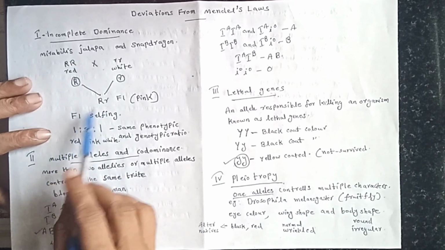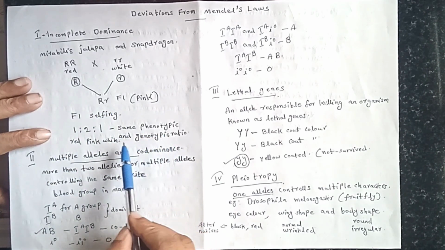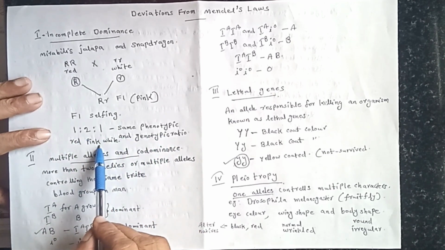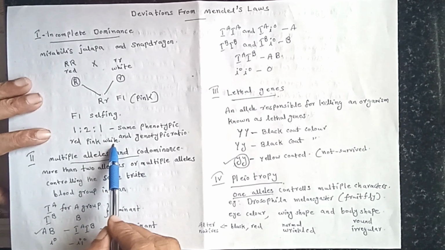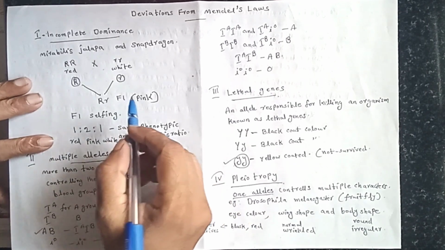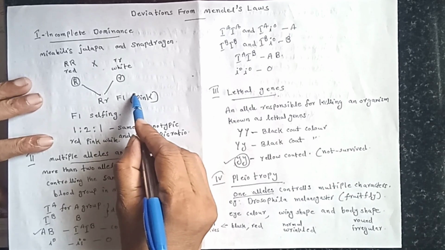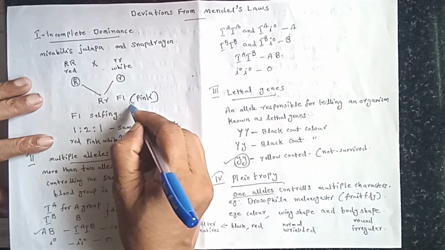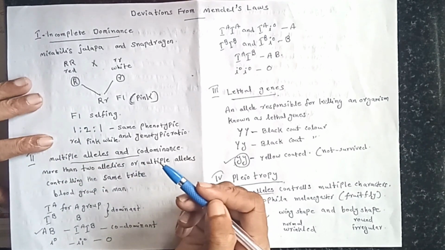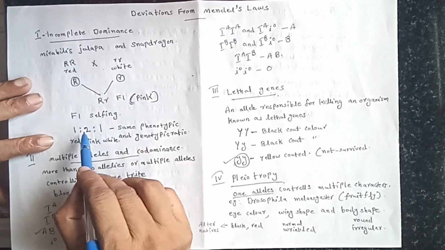If we self the F1 generation, we get the same phenotypic and genotypic ratio, that is 1:2:1: one red, one pink and one white. Instead of red, we get pink colored plants in F1 and F2 generation. This is one example of deviation from Mendelian laws.